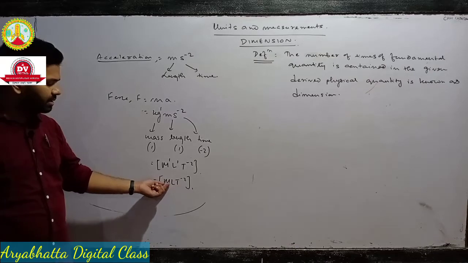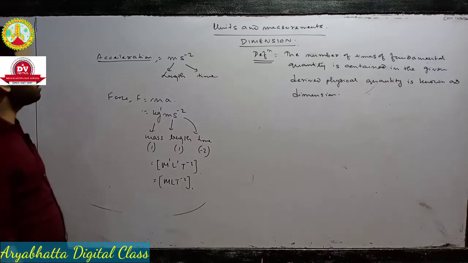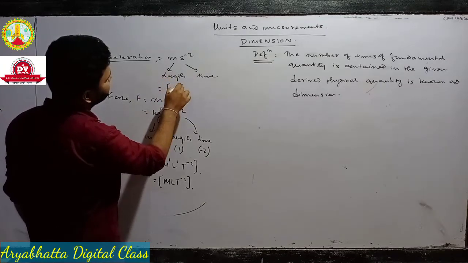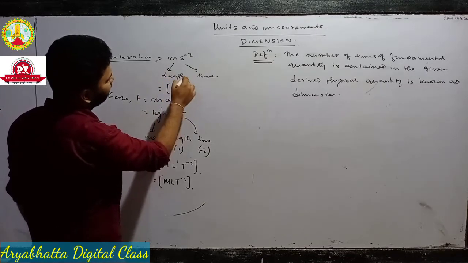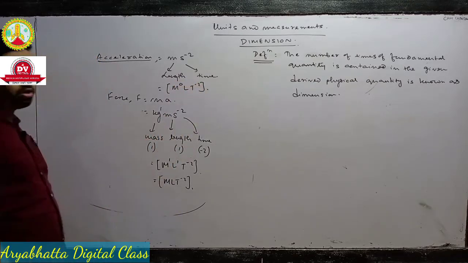From here, what is the power of mass? 1. What is the power of length? 1. What is the power of time? -2. Then what is the dimension of acceleration? This is M^0, because there is no mass, L^1, and we will not write 1, T to the power -2. So this is the dimension of acceleration.